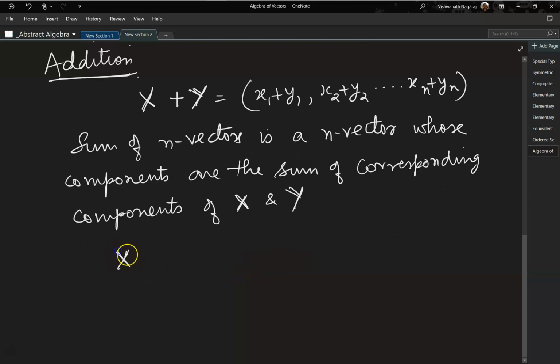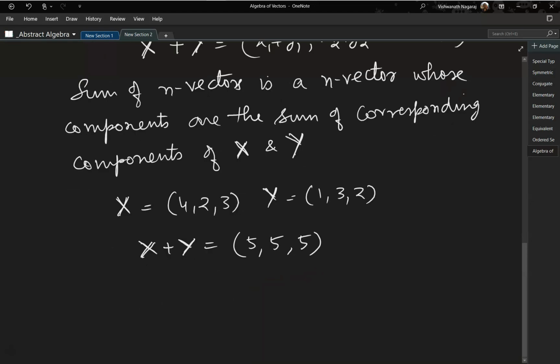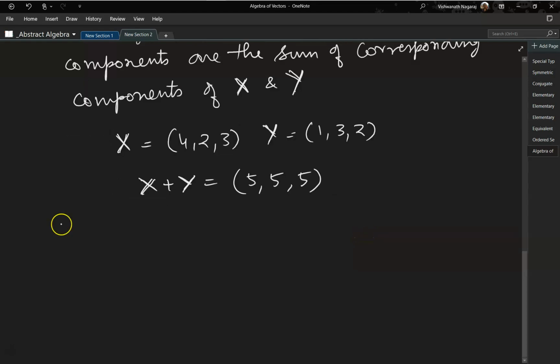So say x is equal to (4, 2, 3) and y is equal to (1, 3, 2), then x plus y is equal to (4 plus 1 = 5, 2 plus 3 = 5, 3 plus 2 = 5). Now, in your mind keep comparing it with algebra of matrices. Exactly the same thing happens.